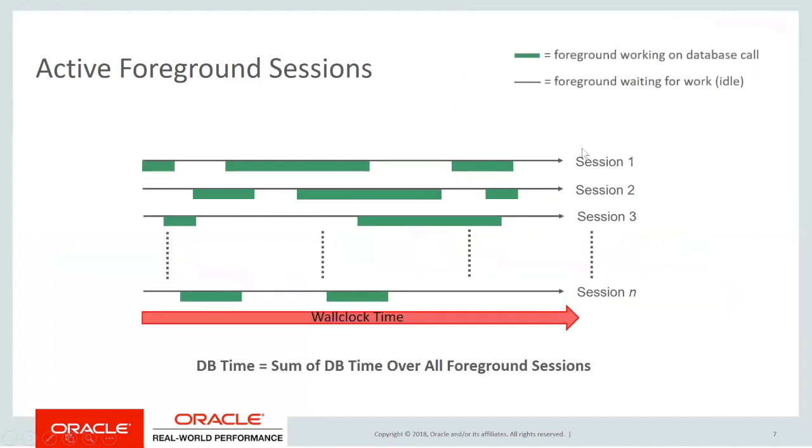Now, in our database, we have multiple sessions. We don't just have one foreground session. We have multiple sessions that are being created by the application or by the underlying connection pools of the application. So the database time is the sum of the DB time over all these foreground sessions. And it's a very important metric. It's the #1 metric that we're looking at when you're looking at an AWR report.